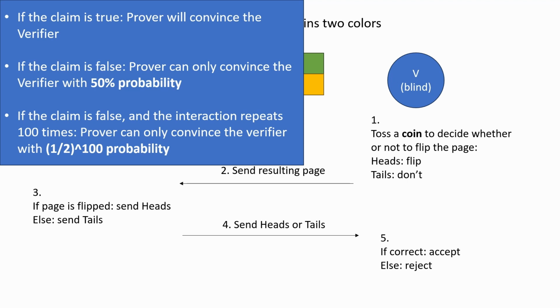Furthermore, if the claim is false, and the prover and verifier repeated this interaction 100 times, then the probability that the prover will get all 100 correct is 1/2 to the power of 100, which is really, really small. Therefore, if the prover gets all 100 coin tosses correct, then the verifier can accept the claim with very high probability. Now let's look at the zero-knowledgeness of this proof.